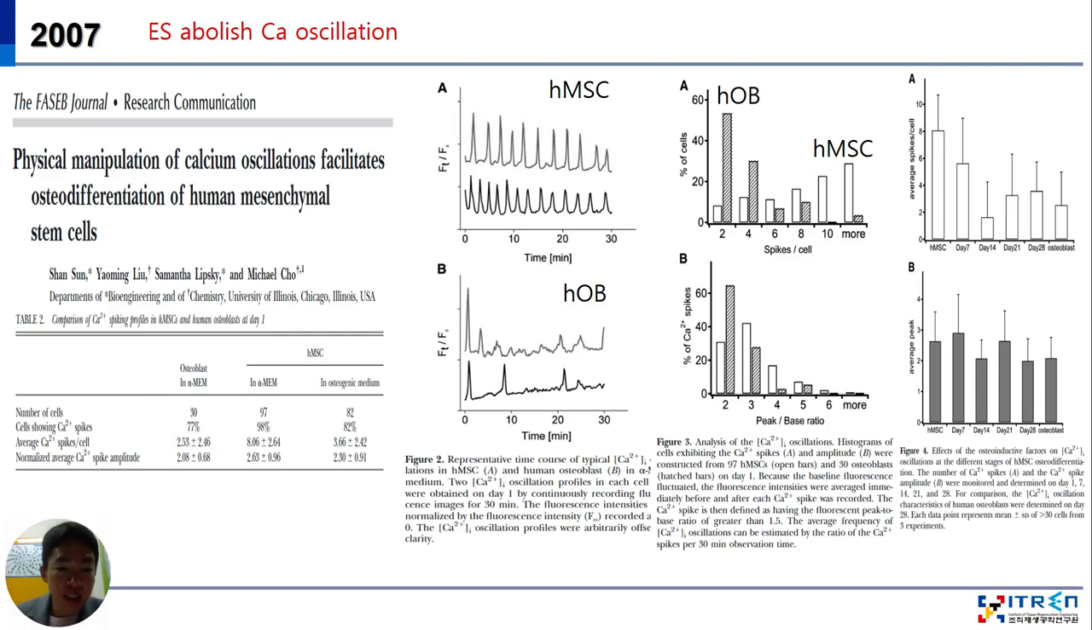So basically, this paper compares human MSC and then osteoblast, which is bone cell, and then they check the calcium oscillation. Here, this is the basal level to the time-dependent fluctuation. Human MSC can show this kind of oscillation, in two different cell types, in normal media as well as osteogenic differentiation media.